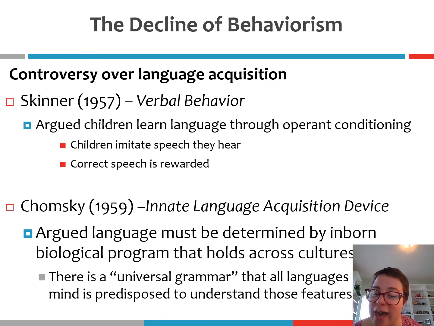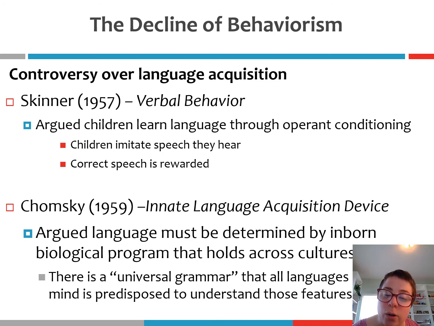And in the sort of cognitive or non-behaviorist camp, we have Noam Chomsky, who argued that language learning is the result of what he called an innate language acquisition device. So an innate language acquisition device is simply an inborn biological program, right? Or a feature of our cognitive architecture that predisposes us to be able to learn language, right?